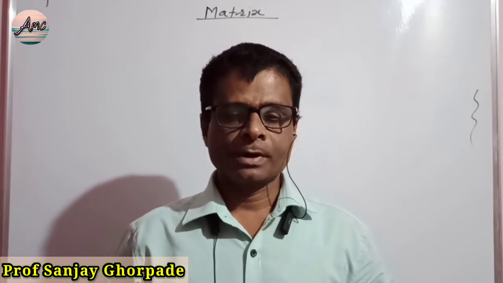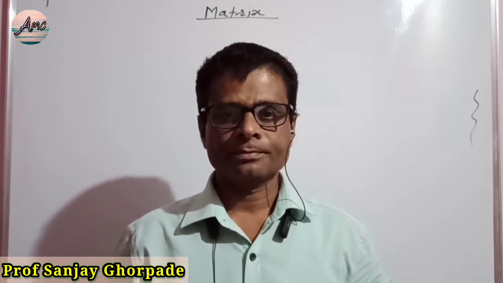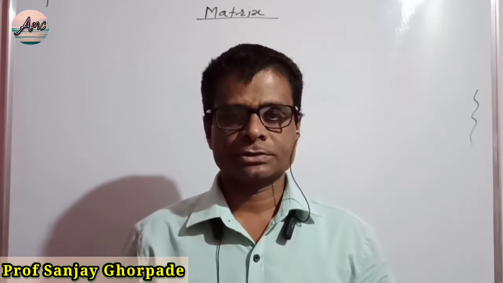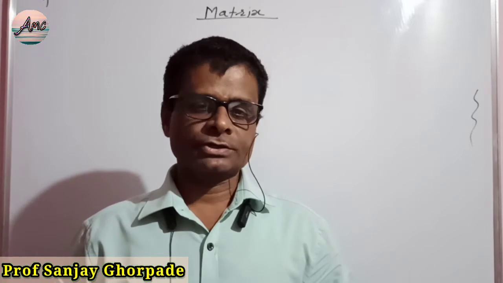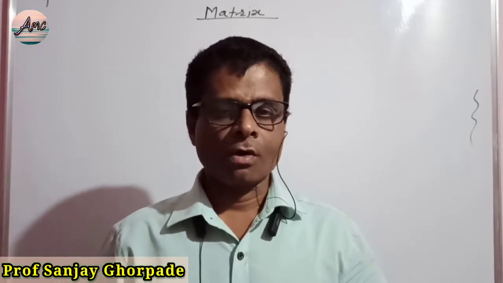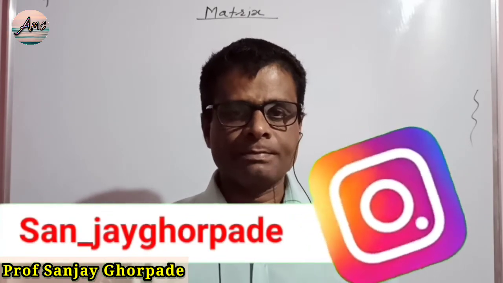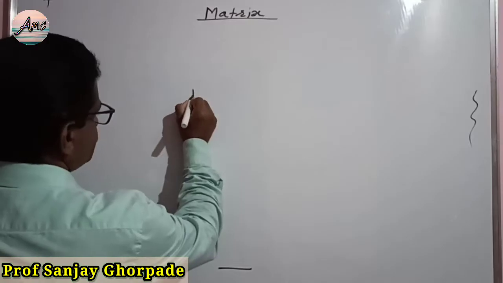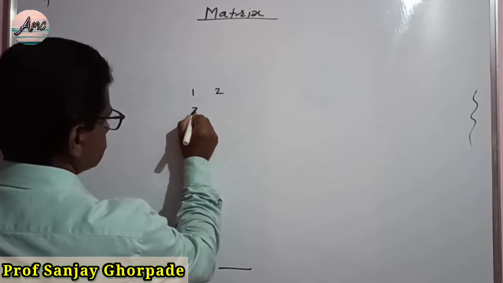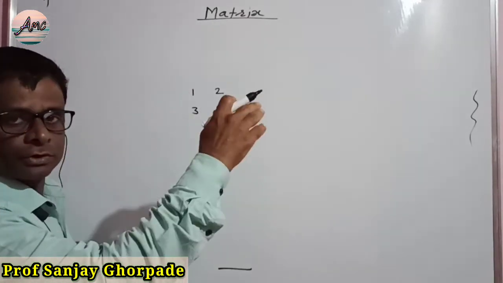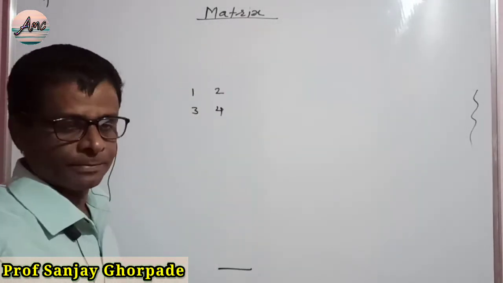The numbers which are placed in a horizontal way are to be considered as the rows of a matrix, and the numbers which are placed in a vertical way are to be considered as the columns of a matrix. The matrix is usually denoted by a capital letter. Say for example, the numbers 1, 2, 3, 4. Some numbers are placed in a horizontal way, some numbers are placed in a vertical way.